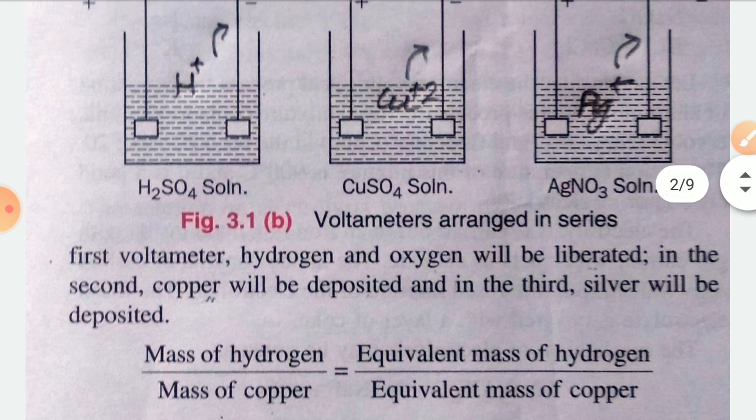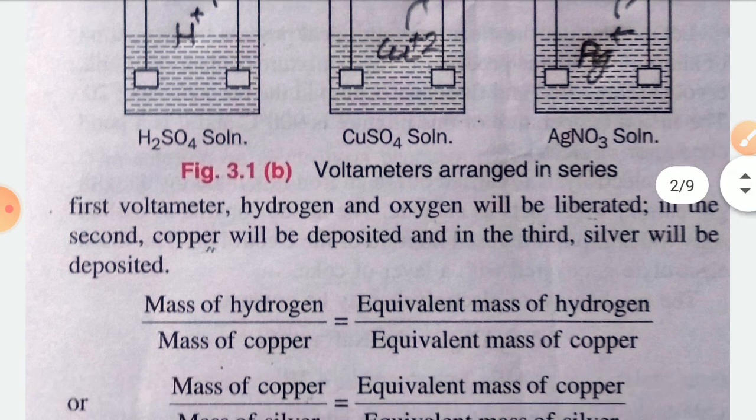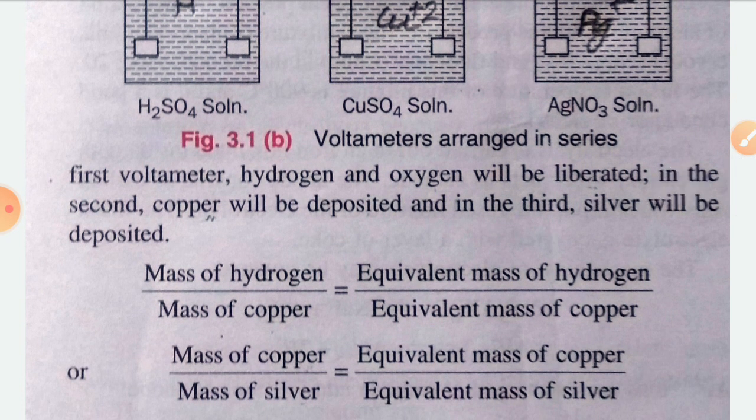Therefore, if we take the hydrogen gas evolved from the cathode of the first electrolytic cell and the copper deposited at the cathode of the second electrolytic cell, then mass of hydrogen upon mass of copper is equal to equivalent mass of hydrogen upon equivalent mass of copper. Similarly, we may write mass of copper deposited at the cathode of the second electrolytic cell upon mass of silver deposited at the cathode of the third electrolytic cell is equal to equivalent mass of copper upon equivalent mass of silver.